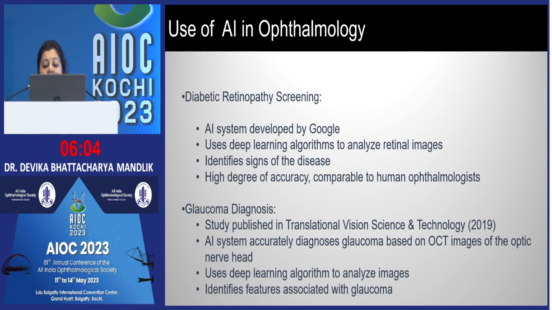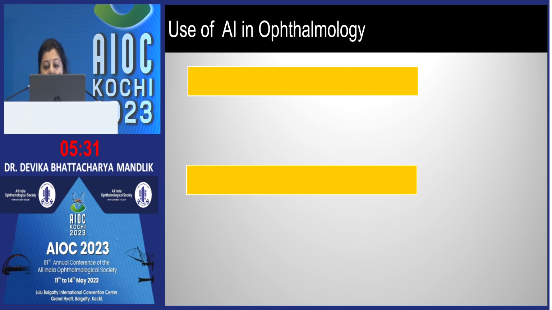There have been several case studies and clinical trials that support the use of AI in ophthalmology. There is a study published in JAMA Ophthalmology in 2018, which shows that AI uses deep learning algorithms to analyze retinal images and identify signs of disease, much more accurately in comparison to human ophthalmologists. Again, a study published in Translational Vision Science and Technology clearly shows that, based on OCT images of the optic nerve head, a deep learning algorithm can analyze images to identify the features associated with glaucoma.